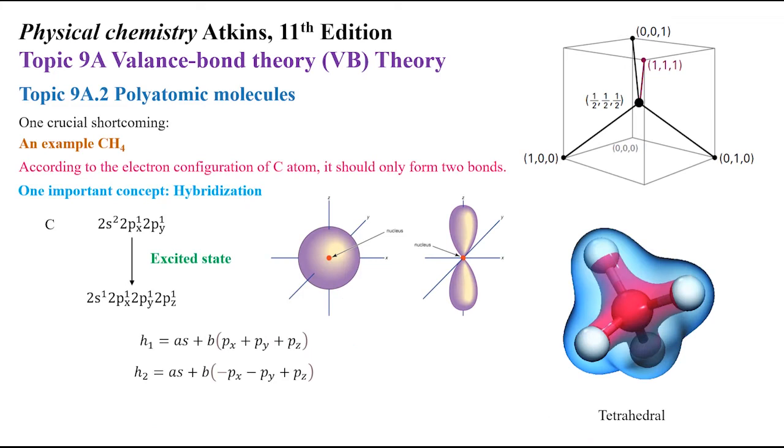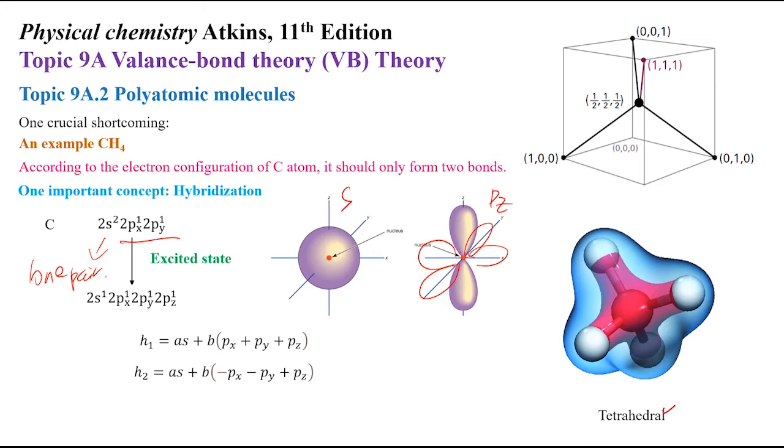Okay, but there is one crucial shortcoming of VB theory. We take a very important example, CH4, methane. According to the electron configuration of the C atom, it should only form 2 bonds, because there are 2 single electrons and this is an electron pair. It can't form a bond; it only forms a lone pair. This is the s atomic orbital, this is the pz atomic orbital, this is the py atomic orbital and this is the px atomic orbital. Here we introduce a very important new concept: hybridization.